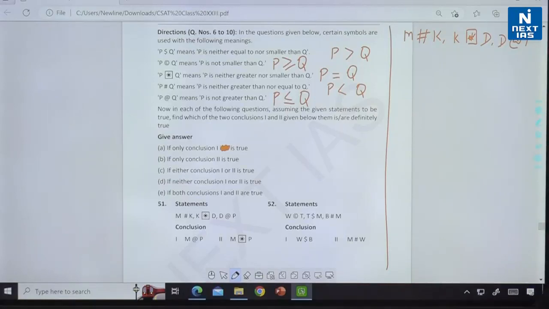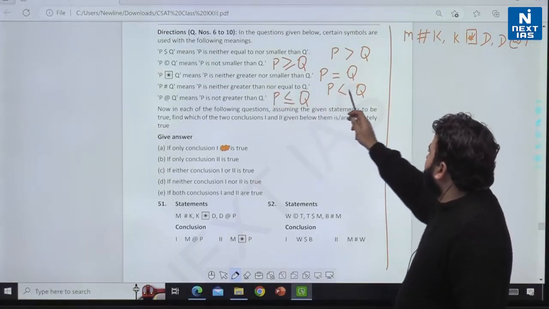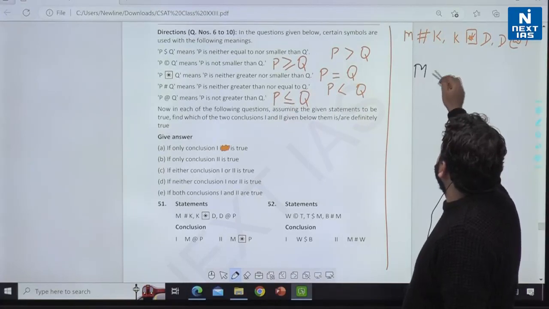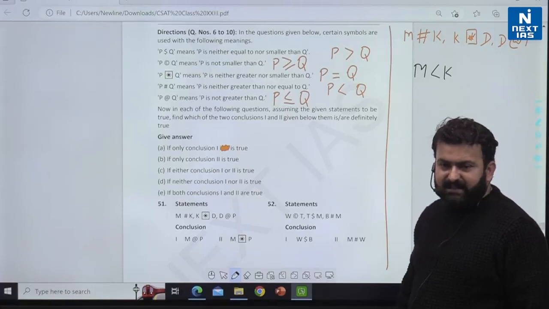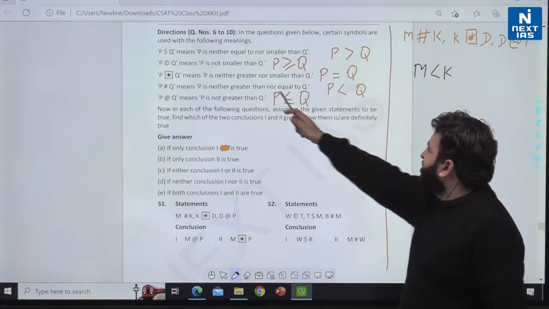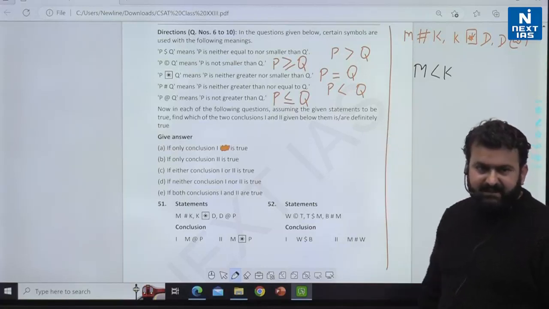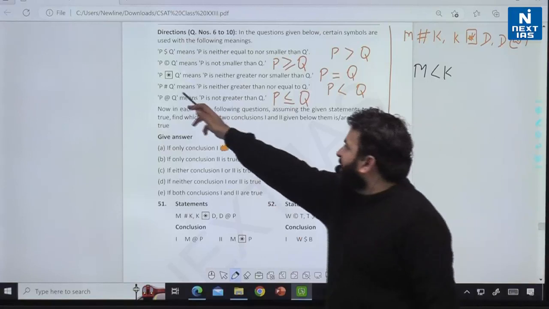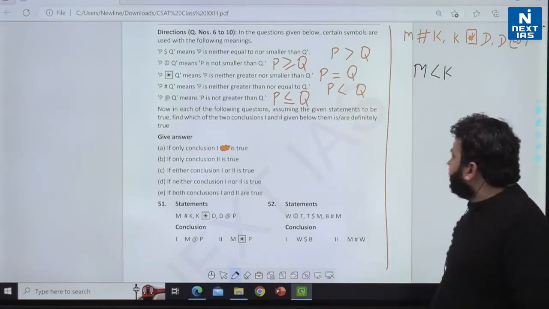Now all of you, see, M hashtag K means what? Carefully, M hashtag K means M is less than K. Is this clear or not? Remember, hashtag means what? Neither greater than nor equal to. It means less than.